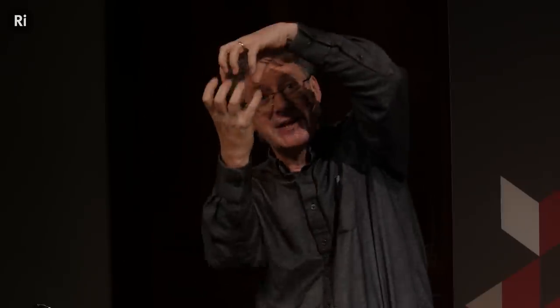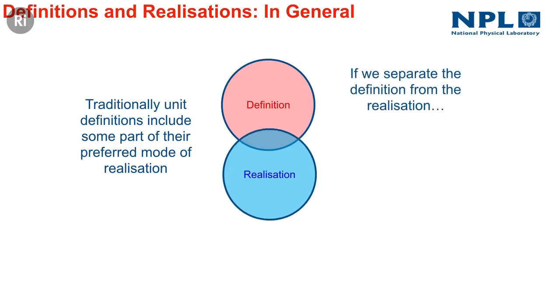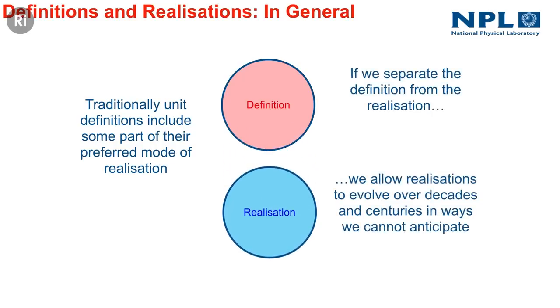Now, what we want to do is to separate the definition of a unit from its realization. So we want to move these things apart. So the definition is what we mean, our idea of what we mean by a unit, and the realization is how we go about making it out in the real world. Now, the way we realize a unit changes over time.